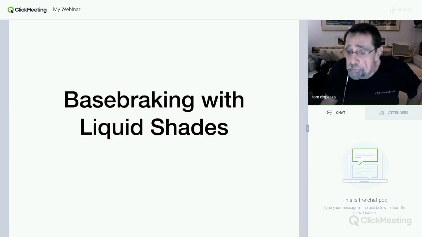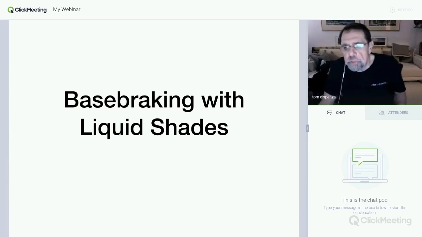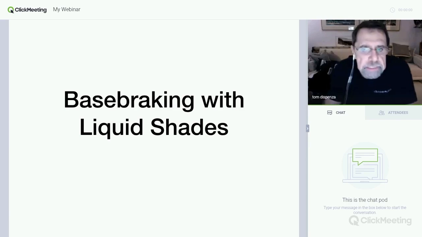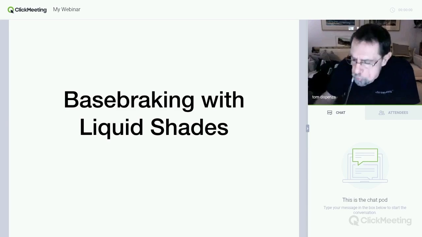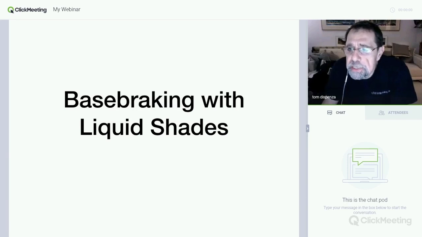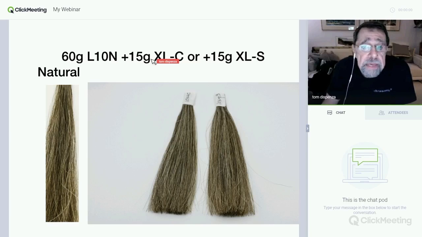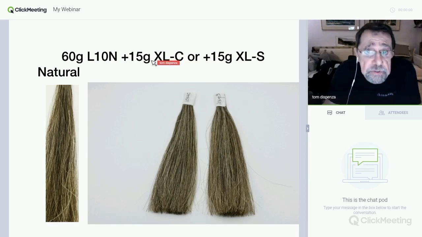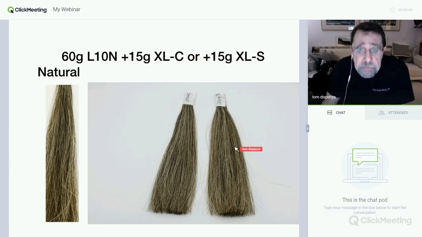Next, I want to show you base breaking. In other words, break the base, but using liquid shades. I'm just going to show you a couple of examples here. And what I like about this particularly is that I've taken 60 grams, 2 ounces of liquid shades. In this case, I used liquid 10N, and I added 15 grams of XL cream to this first swatch. The second swatch is with 15 grams of XL Super.